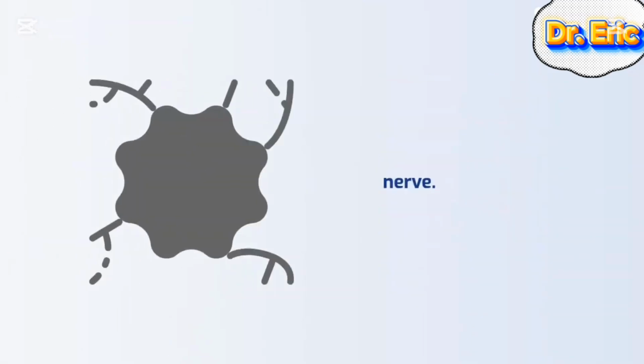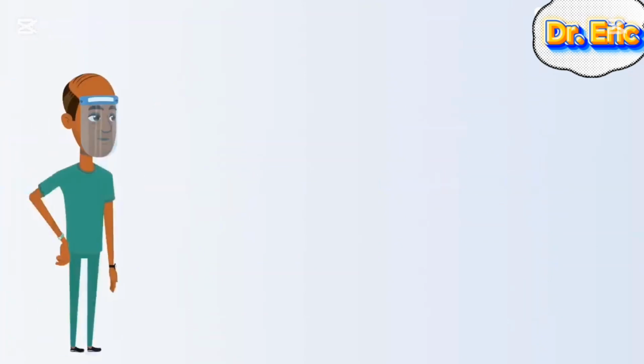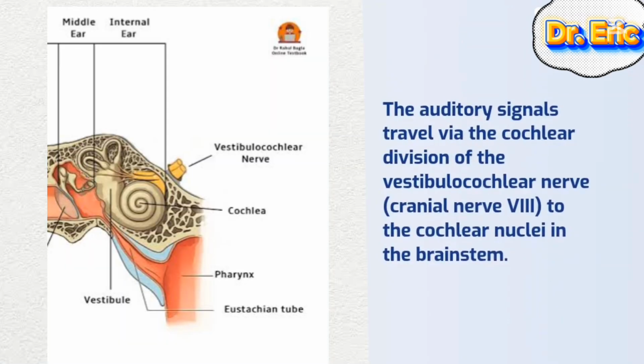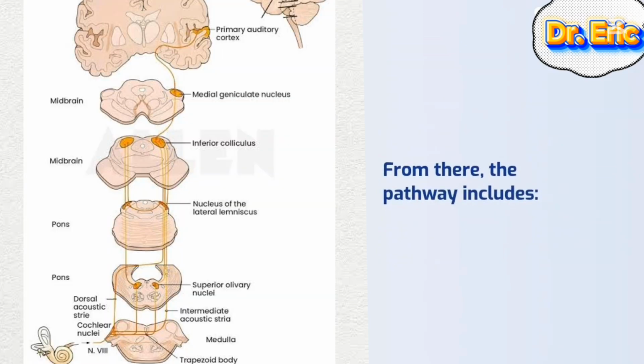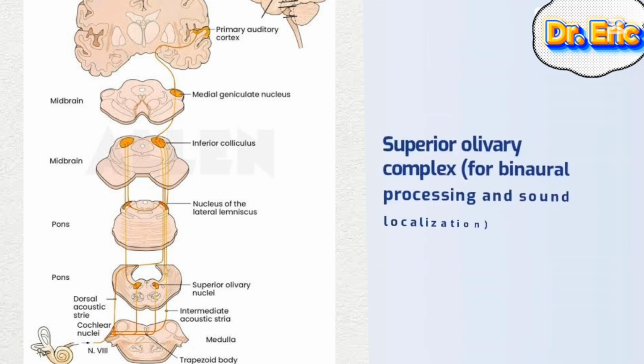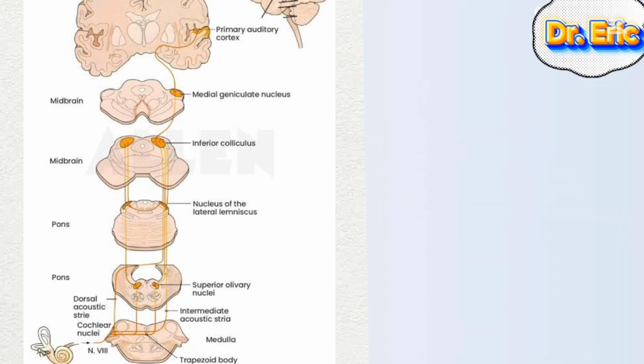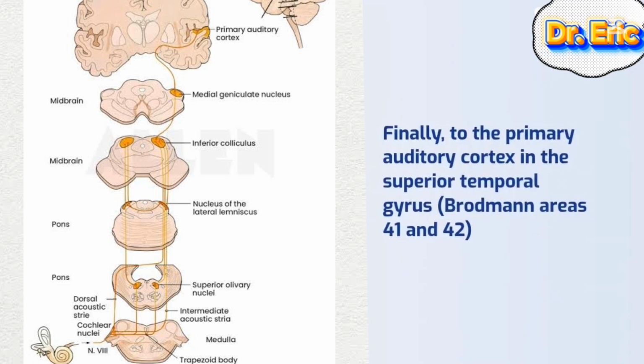nerve. Neural transmission. The auditory signals travel via the cochlear division of the vestibulocochlear nerve, cranial nerve 8, to the cochlear nuclei in the brainstem. From there, the pathway includes the superior olivary complex, for binaural processing and sound localization. Lateral lemniscus. Inferior colliculus, midbrain. Medial geniculate body, thalamus. Finally, to the primary auditory cortex and the superior temporal gyrus, Brodmann areas 41 and 42.